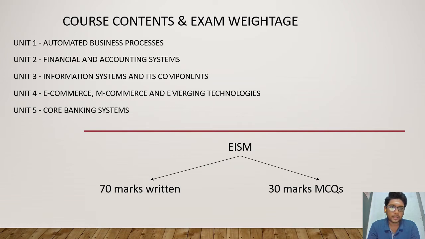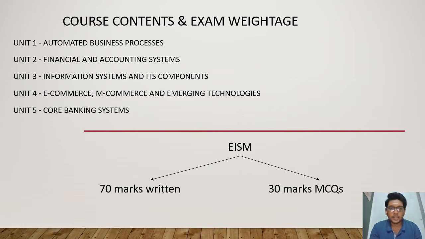The first unit comprises automated business processes. The second unit comprises financial and accounting systems. The third unit consists of information systems and their components. The fourth unit is E-Commerce and emerging technologies. Unit 5 consists of core banking systems.